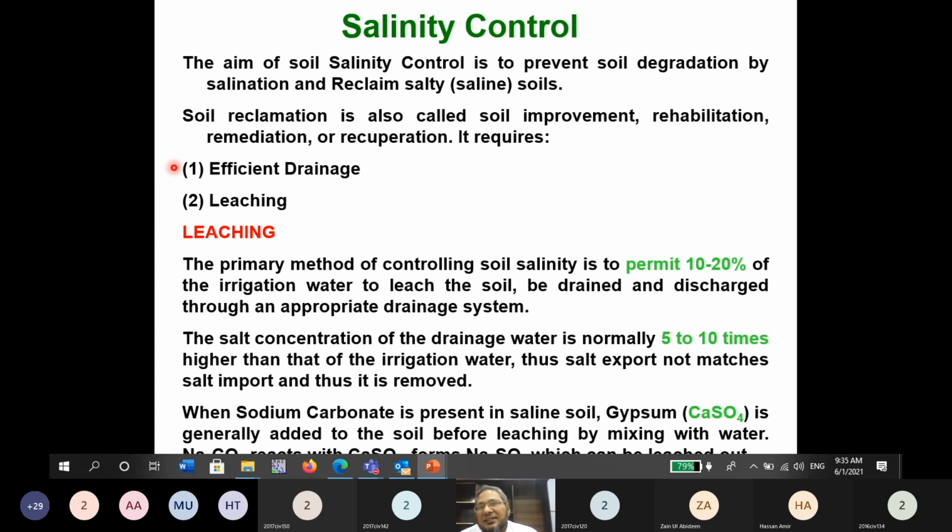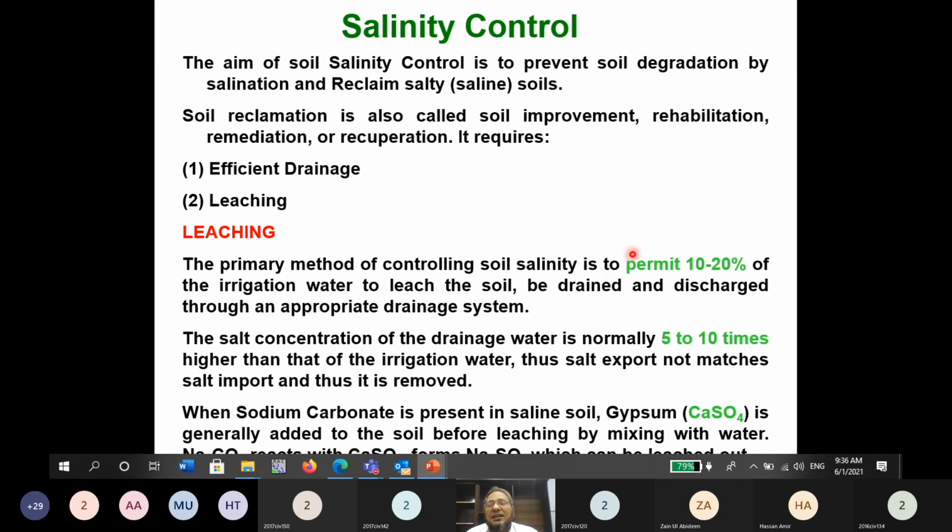पहले तो जो cause है of salinity, that was waterlogging, उसका control करें. वो कैसे करेंगे? By efficient drainage. And you know efficient drainage we have already studied by providing surface drains and by providing subsurface drain. Once we have provided that, then the second step we have to do is the leaching. So leaching is a method, primary method of controlling soil salinity.